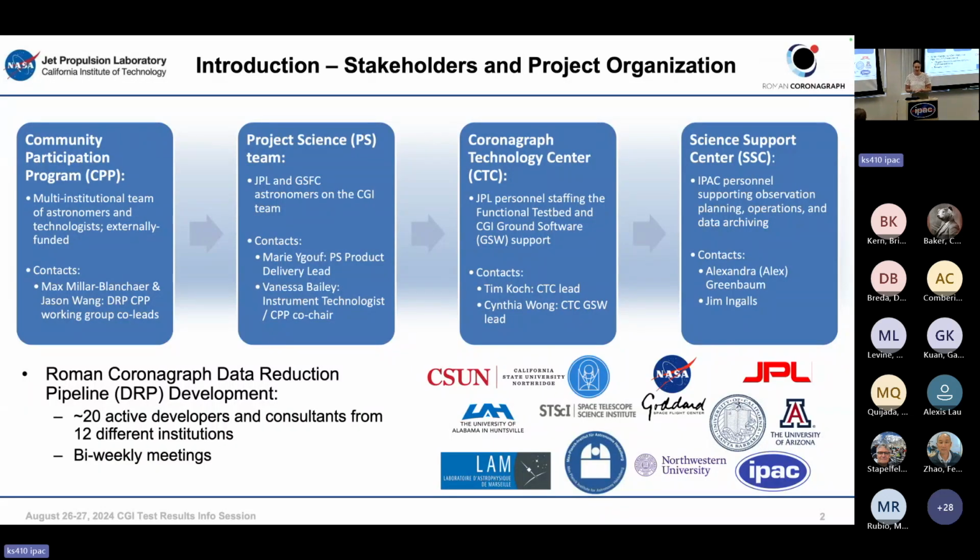So the Roman coronagraph data reduction pipeline development involves 20 active developers and consultants from 12 different institutions working from different time zones. We are organized in mostly bi-weekly meetings that are coordinated by the simulation and data processing working group, the CPP, co-led by Max Millard-Blanchard and Jason Wang. And this slide is presenting basically how we are organized in that project.